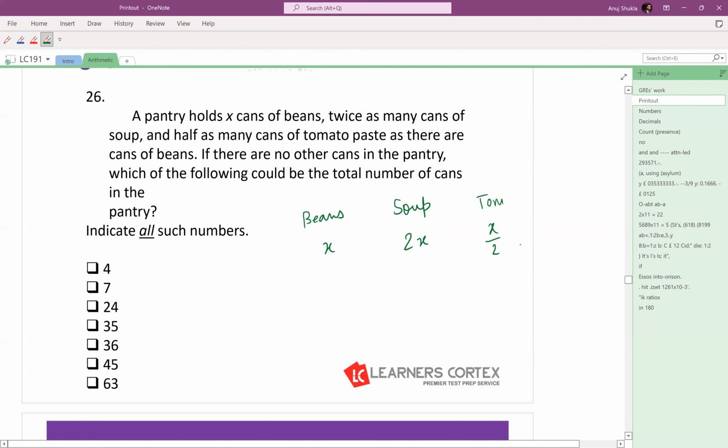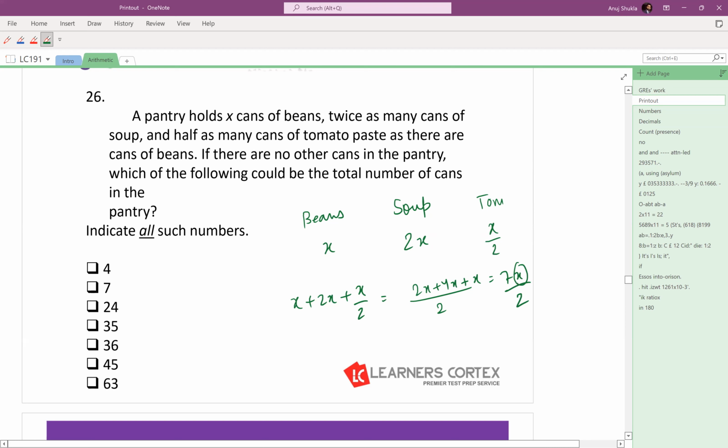And if there are no other cans in the pantry, which of the following could be the total number of cans in the pantry? So total number of cans, all are cans only. So I can say X plus 2X plus X by 2. So what is that? 4X. If you take LCM 2, so 2X plus 4X plus X. So that is 7X by 2. Right? So 7X by 2, where X is an integer.